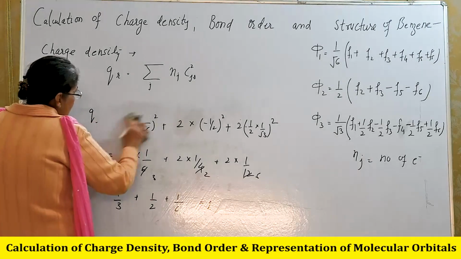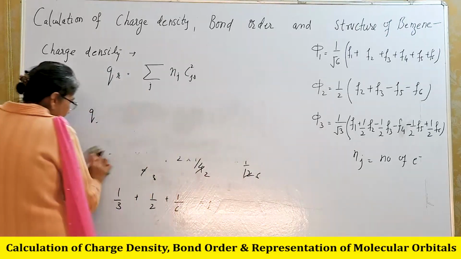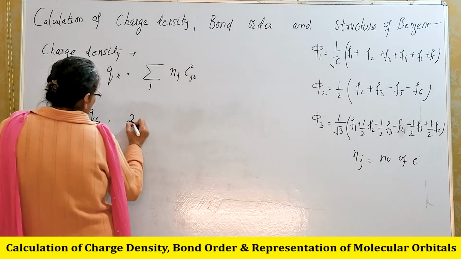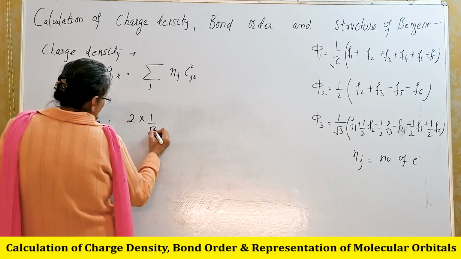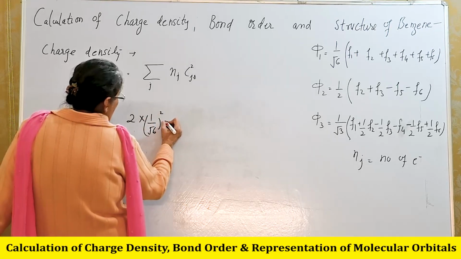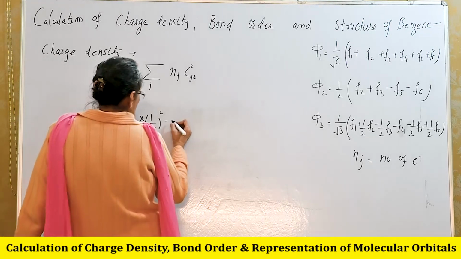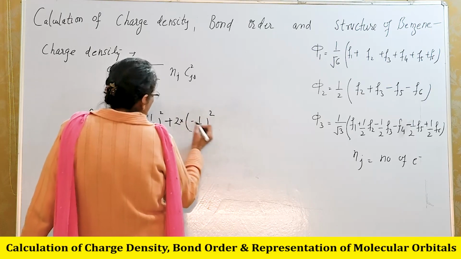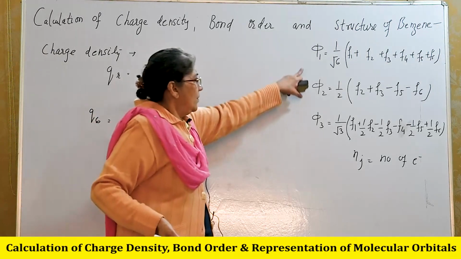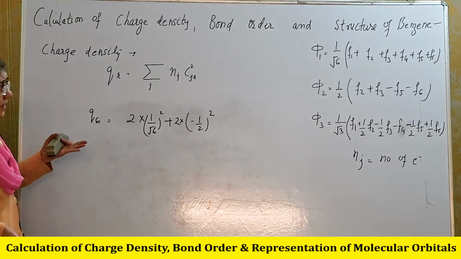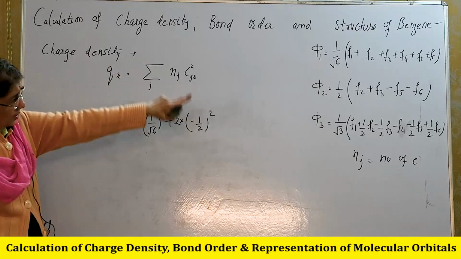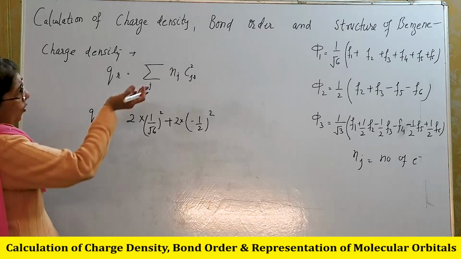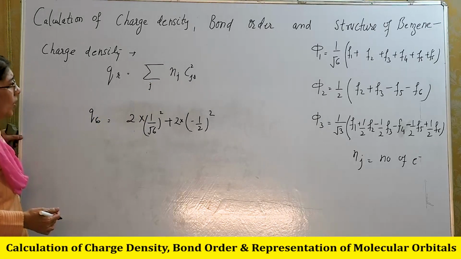Now Q6. Now we calculate for Q6. Again, for the first molecular orbital, it is (1 by root 6) whole square plus (1 by 2) whole square, into 2, because all these molecular orbitals have 2 electrons. We are calculating charge density for only these 3 molecular orbitals and not for anti-bonding orbitals. We will calculate charge density only for bonding molecular orbitals.